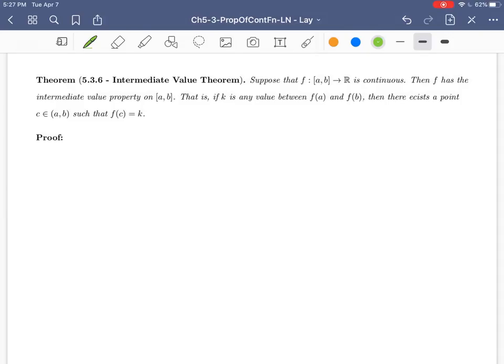Let's take a look at the intermediate value theorem. We'll prove this, and then we'll take a look at a really quick example that makes use of the intermediate value theorem. All right, so what does the intermediate value theorem say?